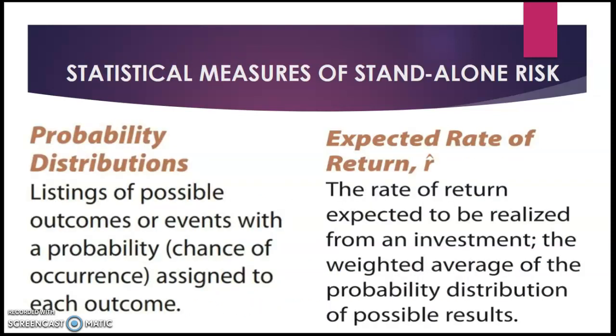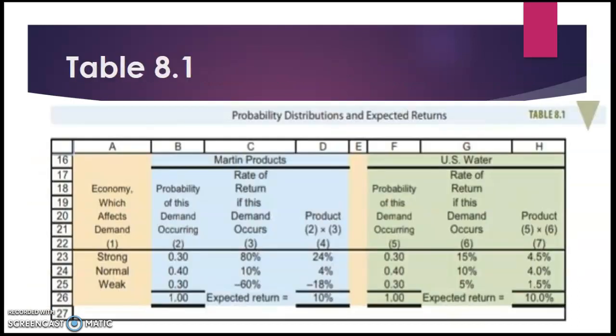So we have the probability distribution: a listing of possible outcomes or events with a probability, or chance of occurrence, assigned to each outcome. And the expected rate of return: the rate of return expected to be realized from an investment, the weighted average of the probability distribution of possible results. So here is Table 8.1, probability distributions and expected returns.